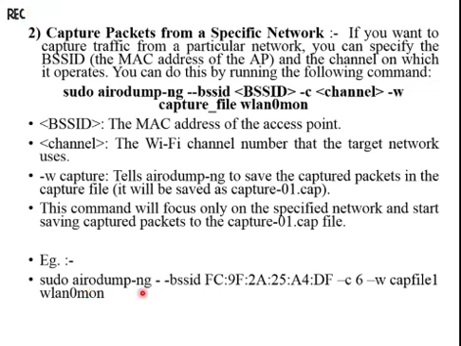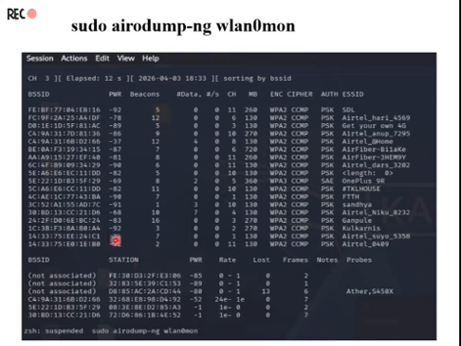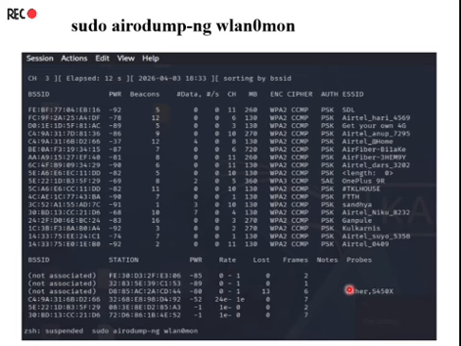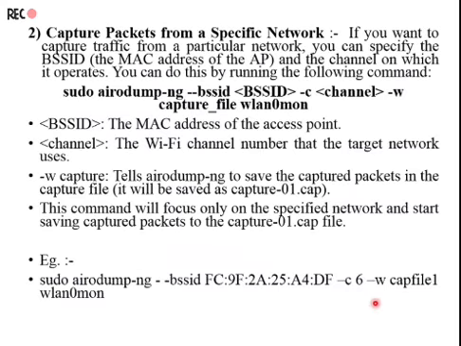Example, sudo airodump-ng dash dash bssid. We use here one BSSID from the list. I have selected this BSSID, FC9F2825F4DF. I have selected this BSSID or MAC ID. Dash c channel number. I have to see which channel number it is running on. Channel number 6. So I write here 6, dash w. I have to mention here the name of the captured file, capfile1. So my file will be saved as capfile1.cap from the interface WLAN 0 mon.